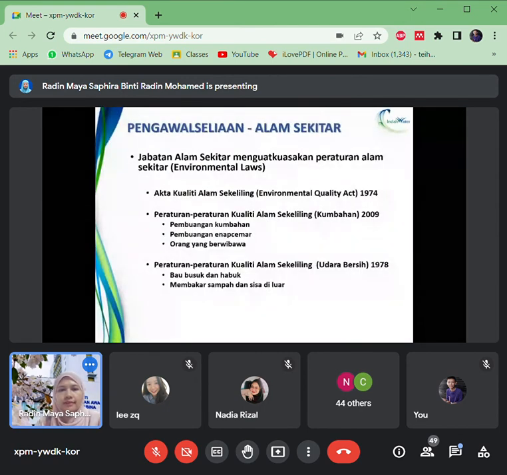So since then, our government endorsed this environmental law to make sure that all of the houses, either individual house or community or residential area, must provide a wastewater treatment plant. So this is under the Environmental Quality Act, for the sewage since 2009. Okay, but the Environmental Quality Act itself is since 1974.